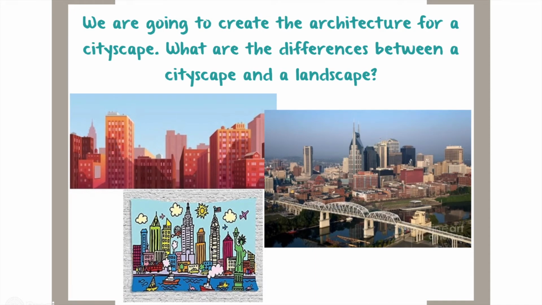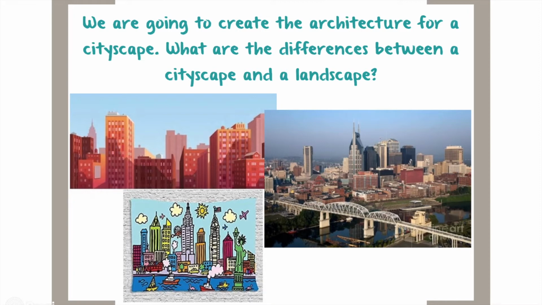So we're going to create architecture for a cityscape. Can you say cityscape? So what is the difference between a cityscape and a landscape? So there are differences. So we've talked about a landscape before. A landscape is a picture of the land.